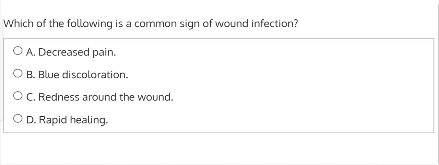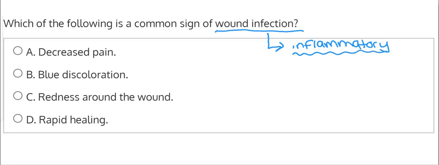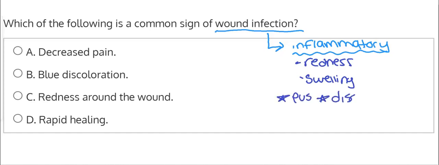Which of the following is a common sign of a wound infection? And usually when you look at something that's infected, you might look at the inflammatory characteristics. And these usually will include redness, swelling at the site, and then other signs of infection could include pus, or some sort of discharge, like a yellowish discharge.